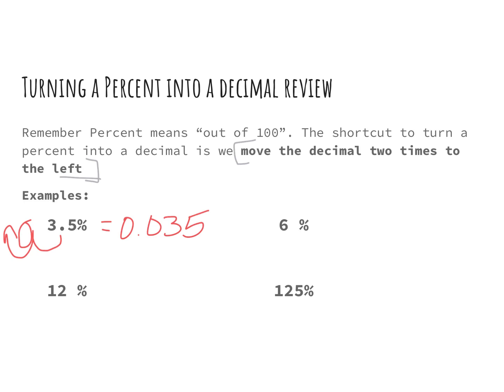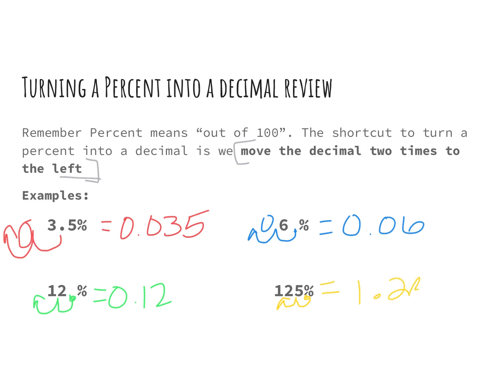Let's look at 6%. 6 is a whole number, and so there's an invisible decimal at the end, and we're going to move it 2 times to the left, and so 6% as a decimal is 0.06. Next up, we have 12%. Again, it's a whole number, so there's an invisible decimal at the end. We're going to move it 2 times to the left, so 12% as a decimal would be 0.12. Finally, we're going to look at 125%. Again, it's a whole number, so there's a decimal point at the end. 2 times to the left, 125% as a decimal is 1.25.